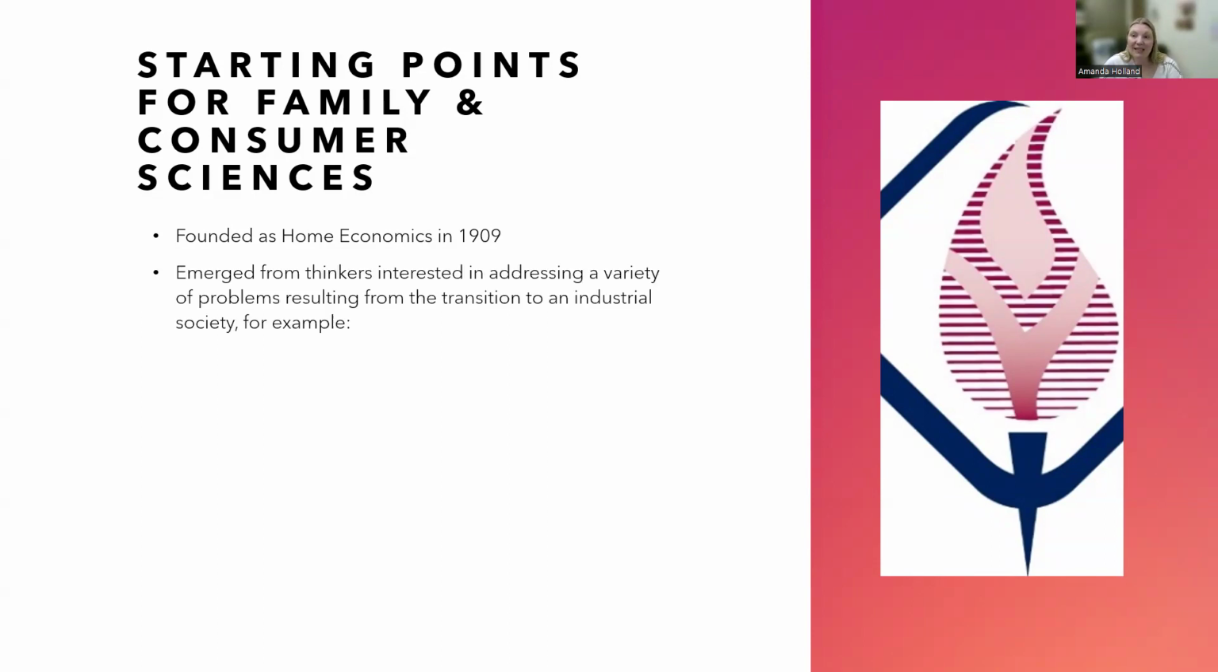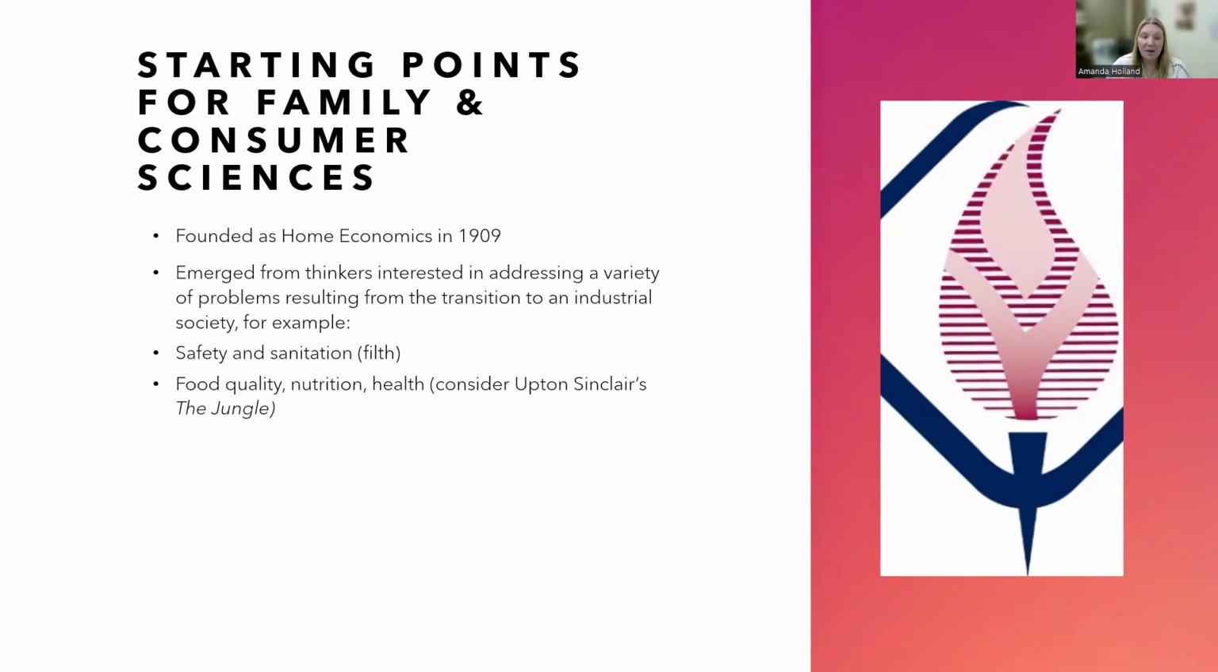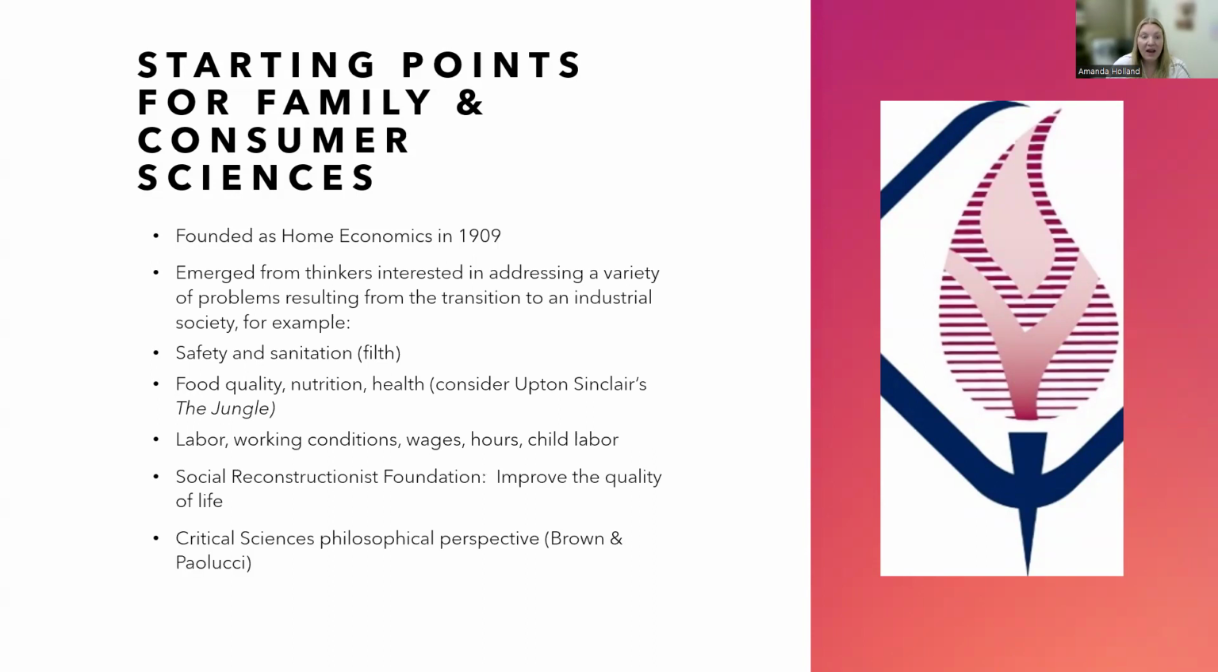This emerged from thinkers interested in addressing a variety of problems resulting from the transition to an industrial society. Thinking about the literature from that time period, there were a lot of things happening that created a situation where we needed to be more worried about safety and sanitation. We were worried about filth, food quality, nutrition, and health, and labor, working conditions, wages, hours, and child labor, as we were transitioning from a farming society into a much more factory-based society, which I know here in West Texas, we really still do farm a lot, but we do have those factories.